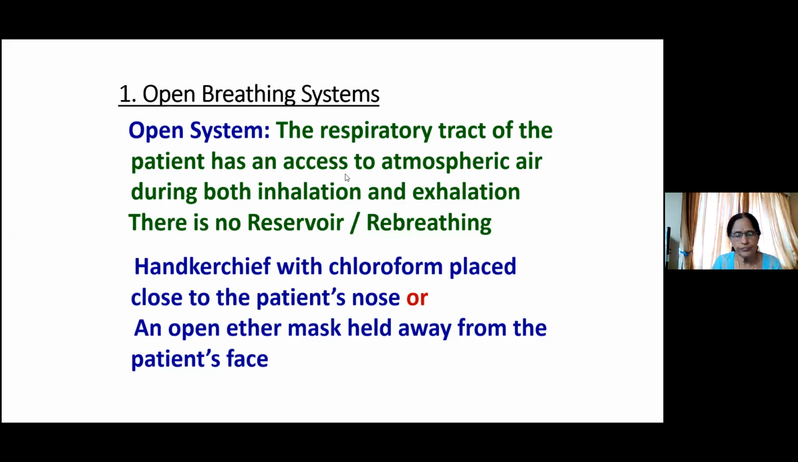Open breathing system is where the respiratory tract of the patient has access to atmospheric air during both inhalation and exhalation. There is no reservoir and hence no rebreathing. The examples are a handkerchief with chloroform placed close to the patient's nose, or an open ether mask, Schimmelbusch mask, held away from the patient's face. Why away from the patient's face? So that the ether gets vaporized, the room air vaporizes the ether, but there is no reservoir through which the patient breathes.